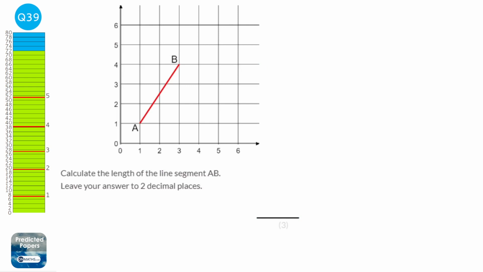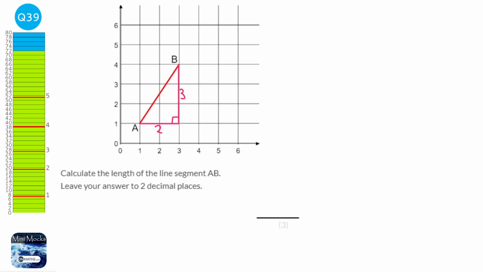So here we can just draw in 2 extra lines, and we can see that it makes a right angled triangle. And we're asked to find the length of the line segment AB. So we're asked to find what this length here is going to be. And we know what the other lengths are. We know that this is 2 and this is 3.